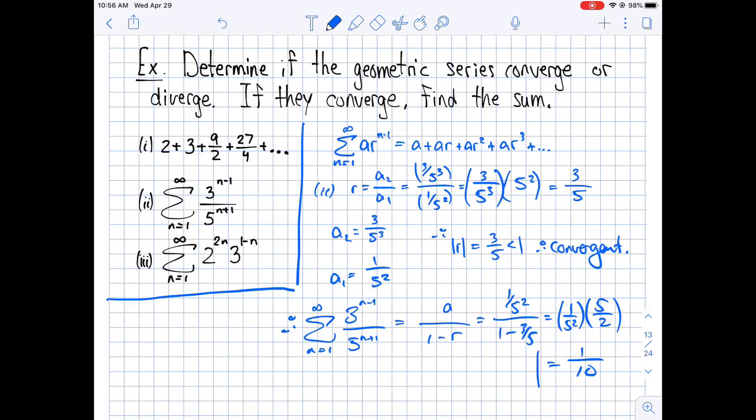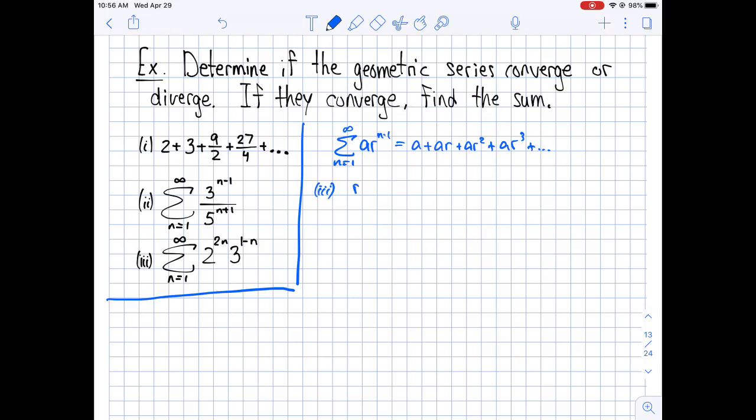So now let's take a look at the next one. Let's take a look at example 3. Here we do the same thing. r is a2 divided by a1. Let's find a2 and a1. a2 is going to be 2 to the power of 4 multiplied by 3 to the power of 1 minus 2. So that'll be 3 to the power of minus 1. So it's actually just going to be 16 divided by 3. a1 will be 2 to the power of 2 multiplied by 3 to the power of 0. It's going to be just 4.